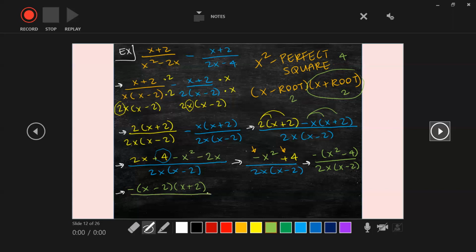And that is all going to be over 2x times x minus 2. Now, is there anything that we can cancel here, Jesse? Is there anything that's the same in the numerator and the denominator? x minus 2. So what am I going to have left, Olivia? Negative x plus 2, over 2x. Ta-da! Now that is the answer.